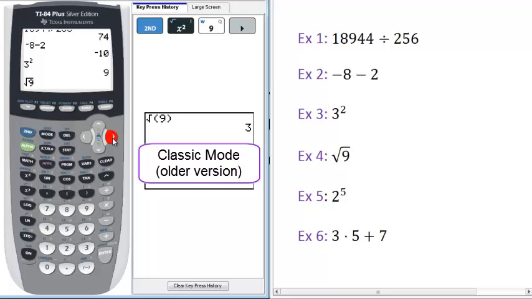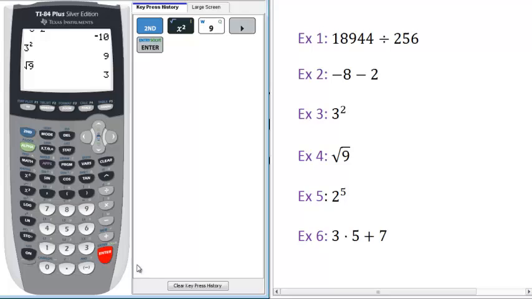If you had an older edition of the calculator, when you push the square root button, it will open the parentheses. So you would push 9, and then you would push the closed parentheses to tell your calculator that you are done with the square root. To figure out what the answer is, we hit enter, and it gives us our answer of 3.